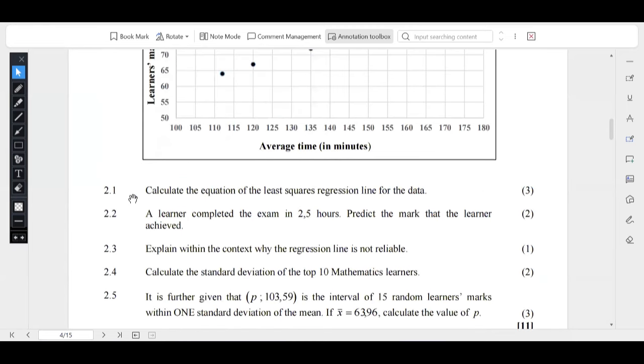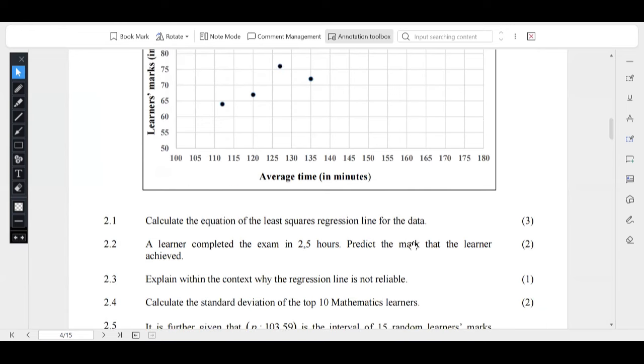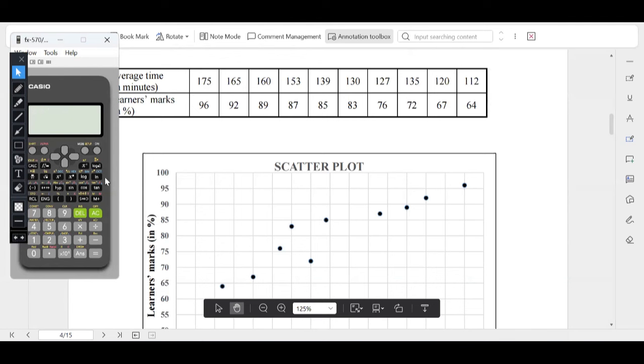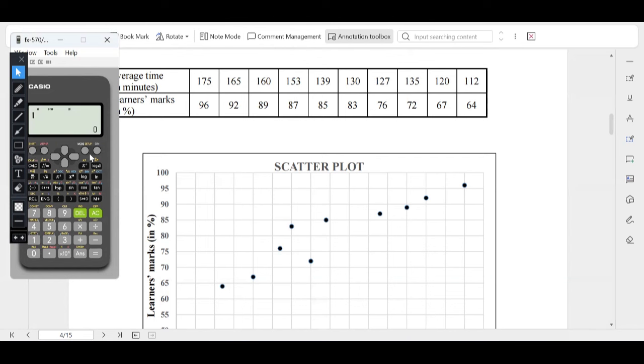Now, 2.1 says calculate the equation of the least square regression line for the data. Now, obviously, we know with this type of statistics, we need the aid of a calculator, whereby now we'll be coming to mode, and then we go to stats number 3, and then we have our a plus bx, right? So you come to number 2, for the two variable data. And then now, as you can see, you have X and Y. So that means the average time here will be representing X and the learner's marks will be representing Y. So the way they appear, you just punch in all those values.